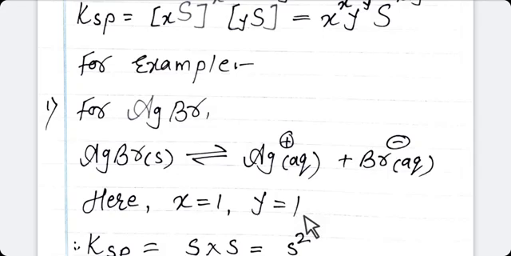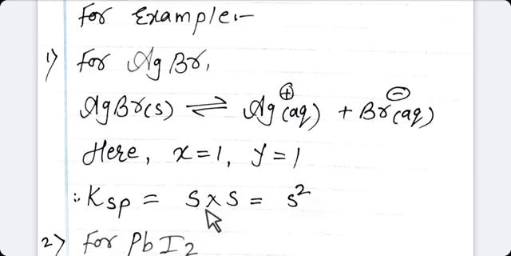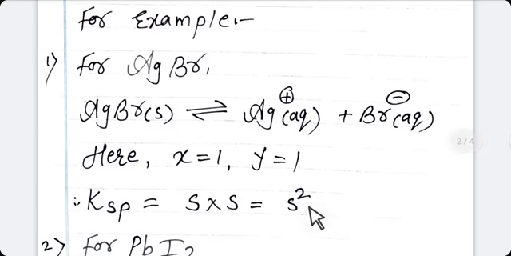X is equal to 1 and Y is equal to 1, means the value of X is equal to 1 and the value of Y is equal to 1. So according to our formula, we will get Ksp is equal to S into S, means S square. Why? Because X is equal to 1 and Y is equal to 1. That's why.